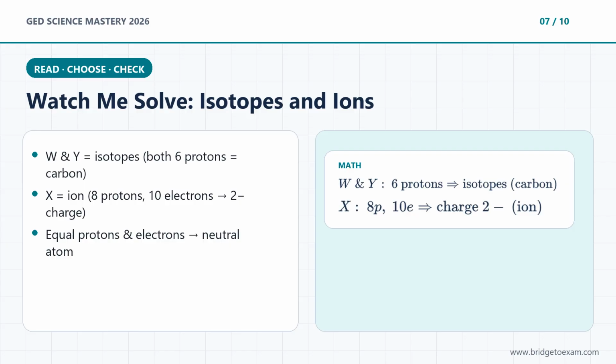Read. The atomic number is the proton count. W has 6, X has 8, Y has 6, Z has 11. Choose. W and Y are isotopes because both have 6 protons, which makes both of them carbon, but they have different neutron counts, 6 versus 8. And X is an ion because it has 8 protons but 10 electrons. Those 2 extra electrons give it a 2- charge. Check. W, Y, and Z each have equal protons and electrons, so they are neutral. Only X's electron count differs, making it the ion.